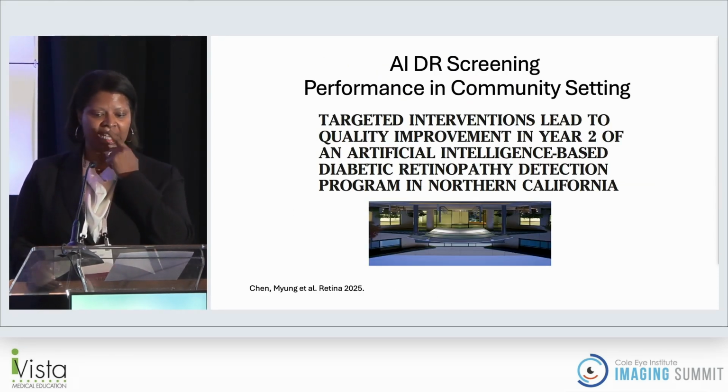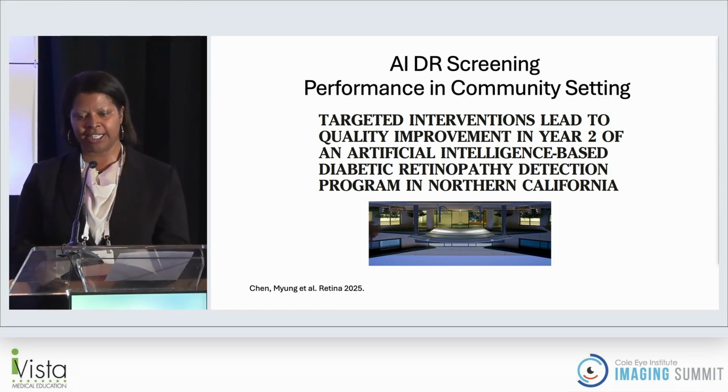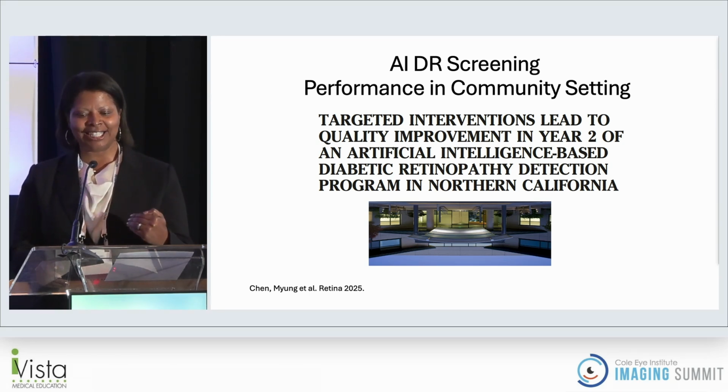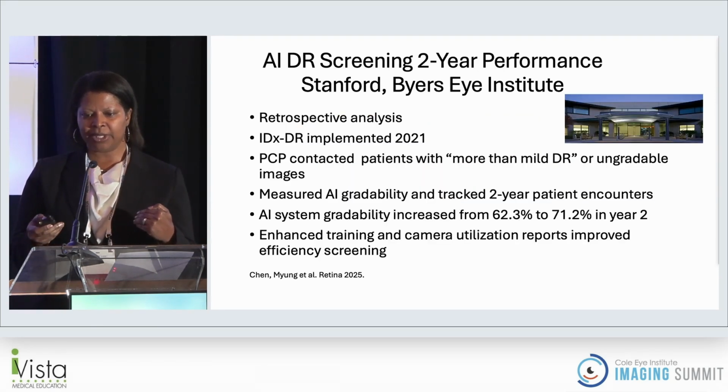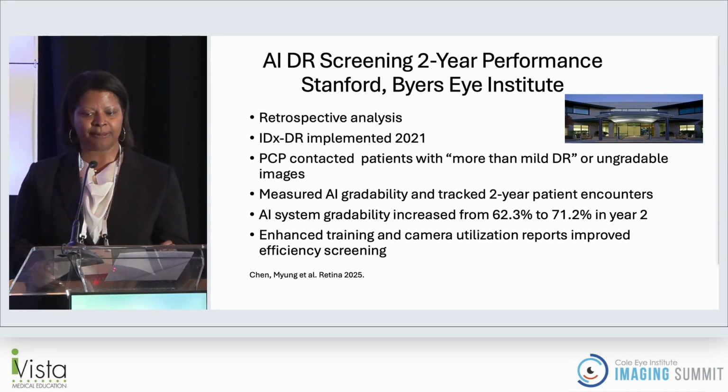The recent paper came out of the Stanford group. Shout out to the Stanford group for this great work by Dr. Chen as the first author. So they implemented their AI program previously, and they tried to give time to get it implemented, work out the kinks, and then follow up in about 2 years. And these authors actually reported a pretty good improvement rate.